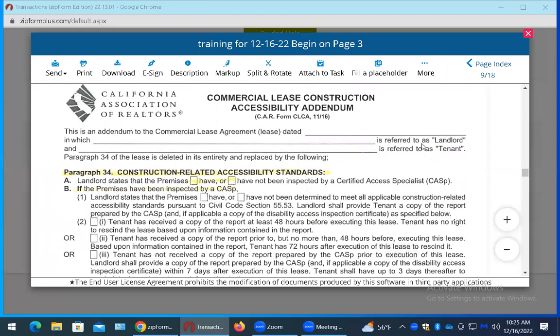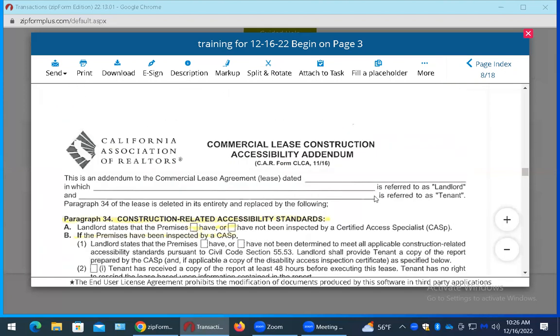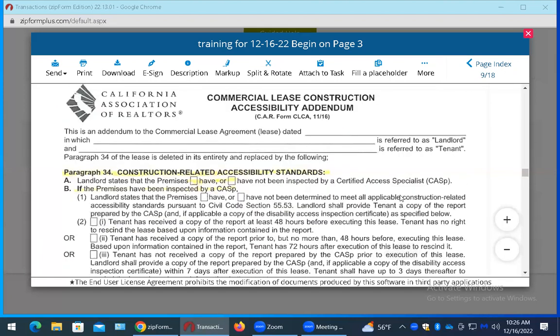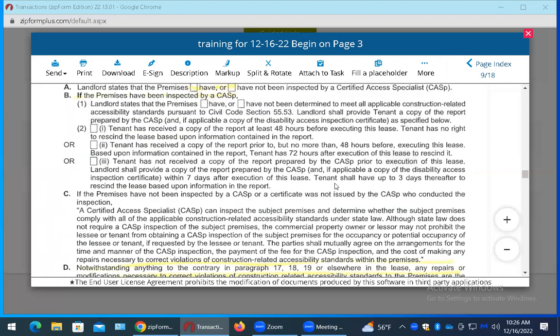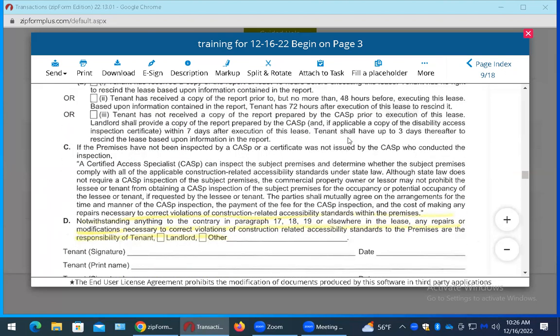Okay, so this is what we addressed, this is gonna automatically populate to the lease agreement. So the landlord states that the premises have or have not been inspected by a CASp. Usually for us, it's been have not. So you're gonna fill this out and you're going to have the tenant and the landlord sign it.